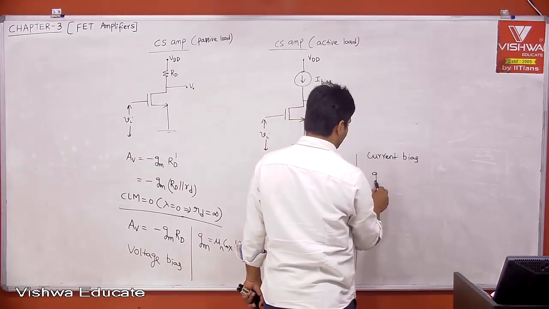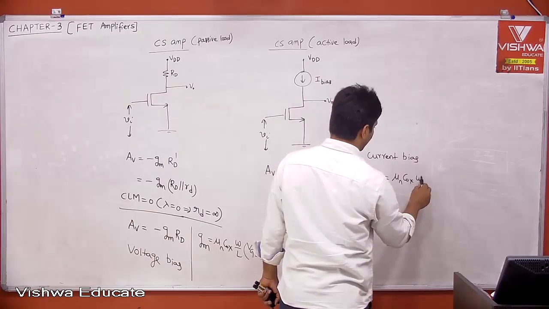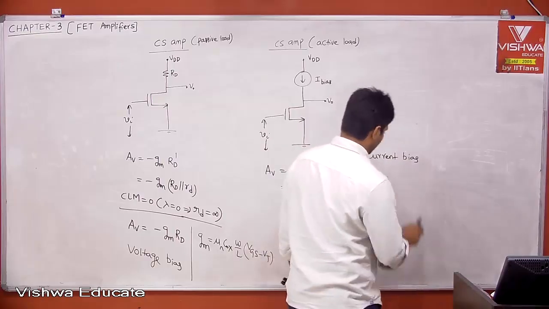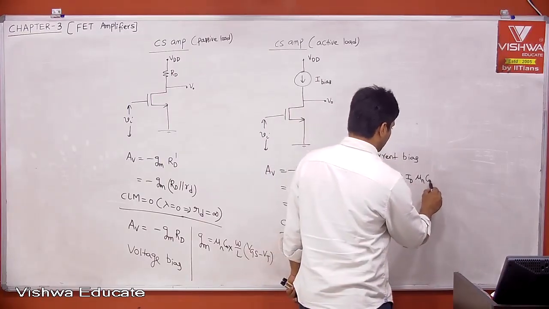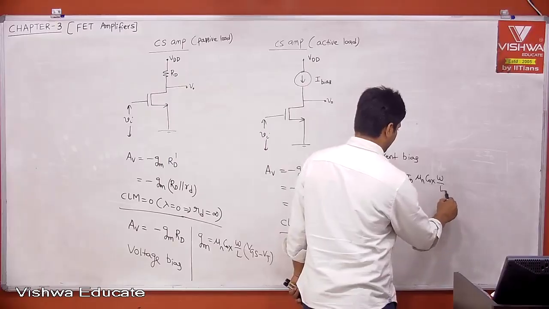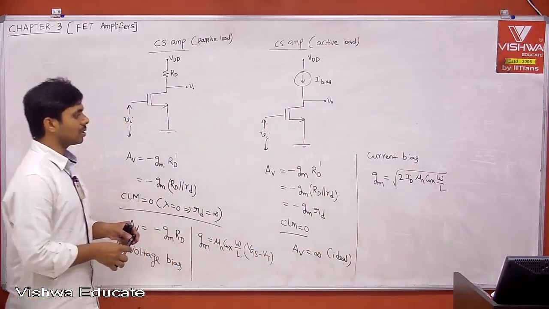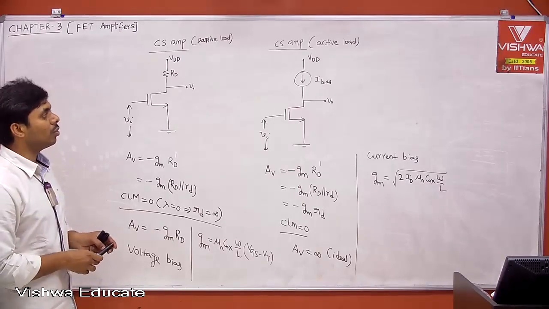Where in this case, what is GM? GM is equal to mu n Cox W by L into, which is nothing but 2 into ID mu n Cox W by L. This is your GM. Okay? Because that is your current source. Therefore, with current bias, you are getting maximum voltage gain.